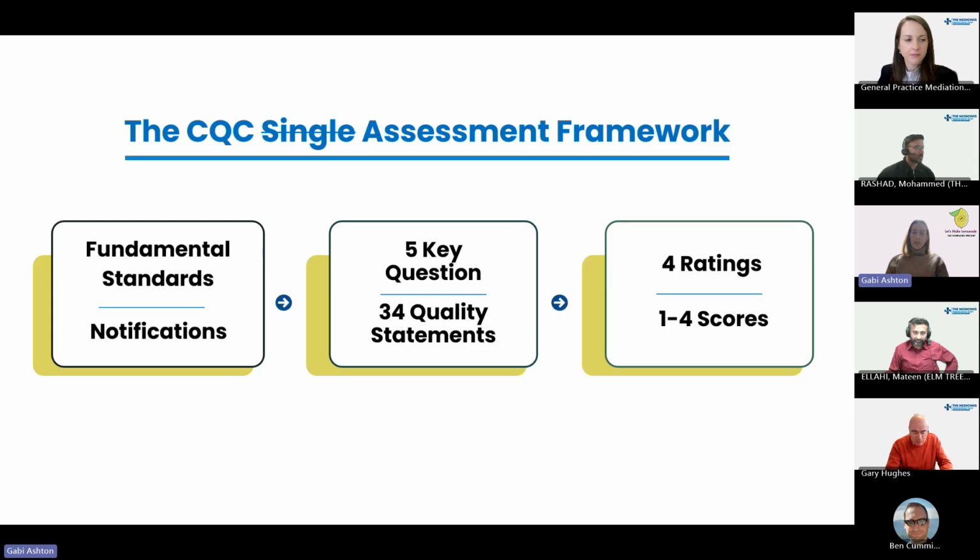So we have the fundamental standards, as I mentioned, the Health and Social Care Act 2008, and we have the notifiable incidents or the notifications that are required, which are the CQC Registration Regulations of 2009. So if we get those two right, then we've got the CQC kind of understood. Underneath that, the assessment framework currently stands as 5 key questions: safe, effective, caring, responsive and well-led. Underneath each of those 5 key questions, we have quality statements with a total of 34. And each of the key questions will receive a rating of outstanding, good, requires improvement or inadequate. This is currently based on a scoring system of 1 to 4.